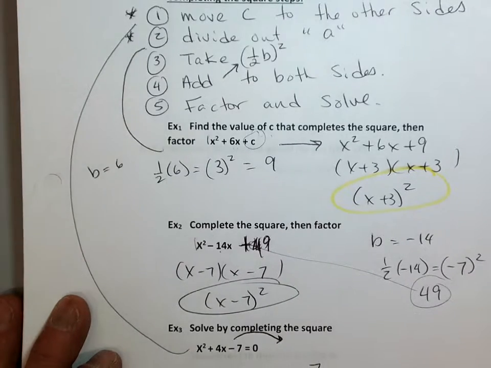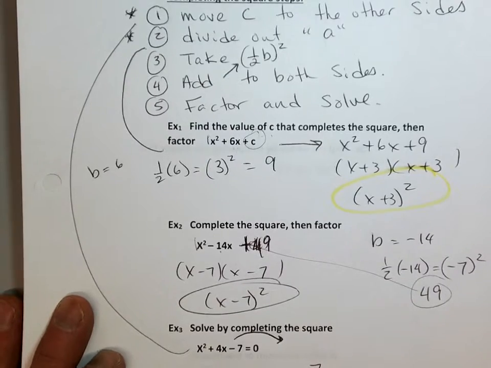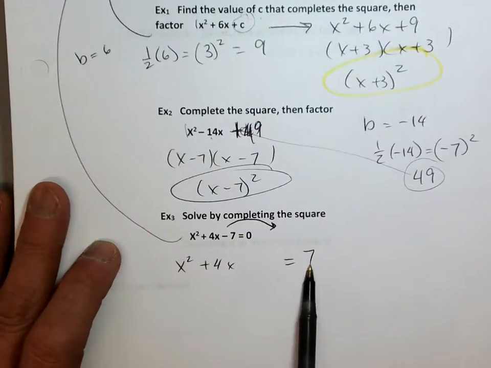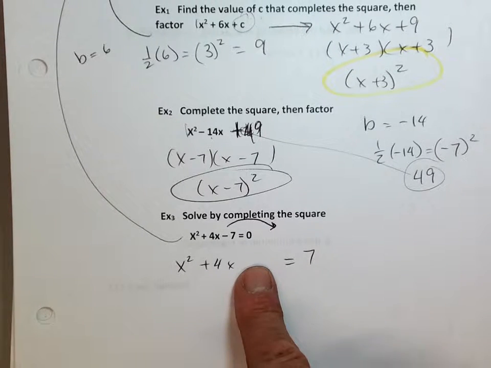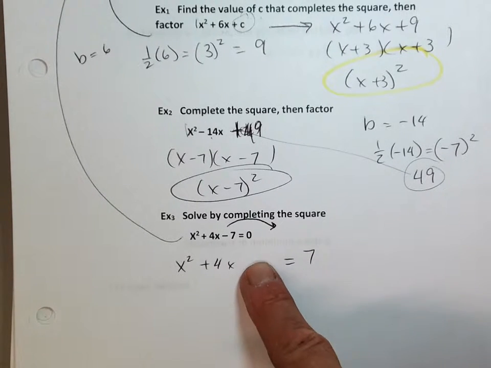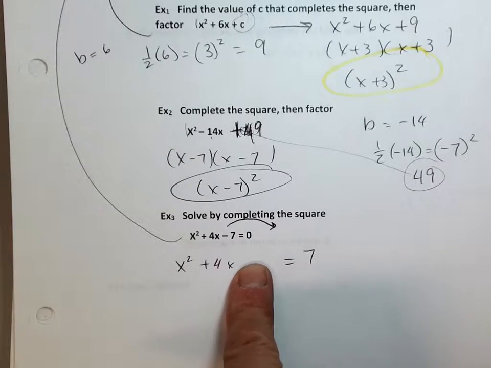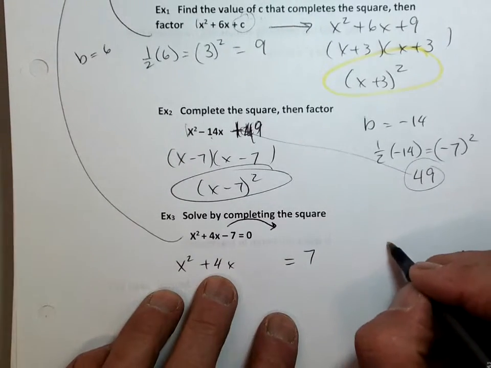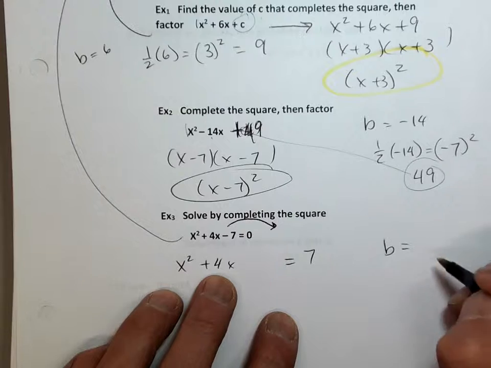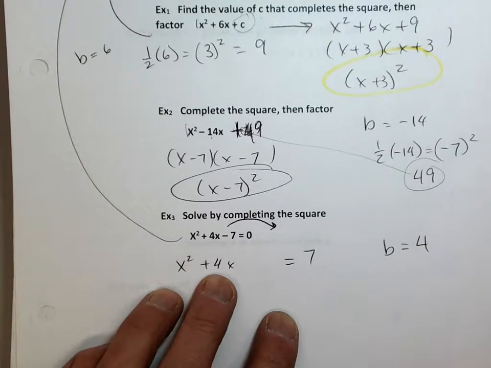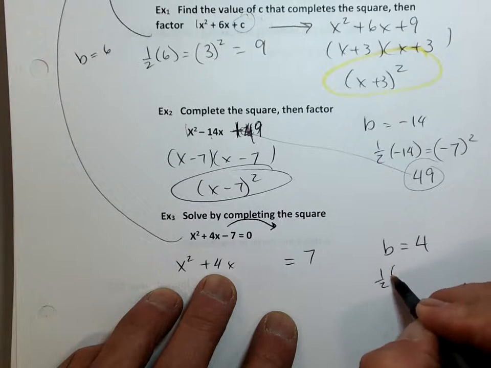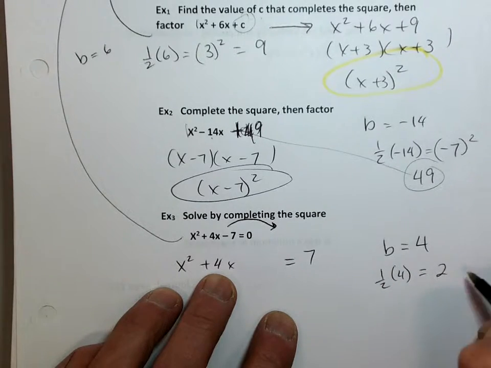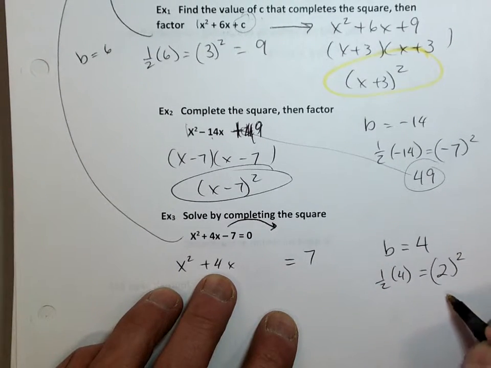I left a little spot there, didn't I? Because you guys know why I left a little spot there? I brought the 7 over, but I left a little spot there because I'm going to put a number there, aren't I? Right? Just like we've been doing above. So, what's B? B is 4. Half of 4 is 2, and I square 2, and I get 4.